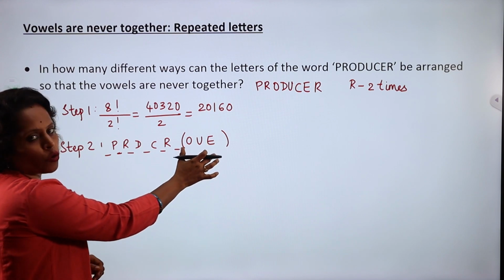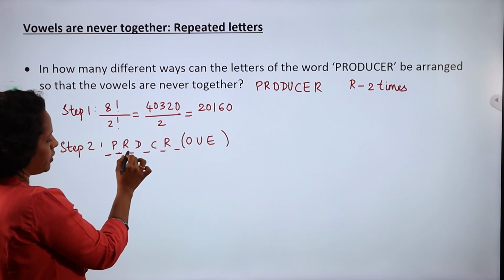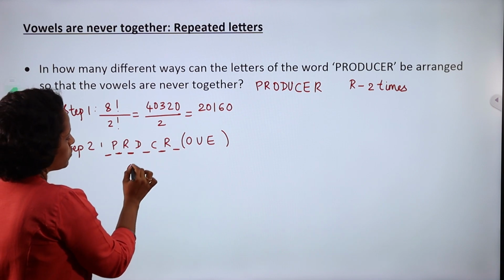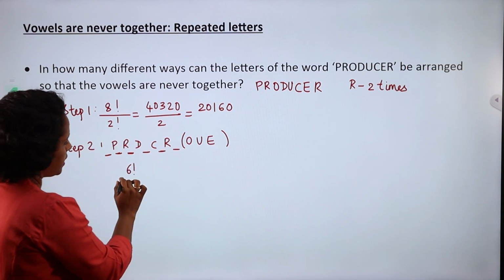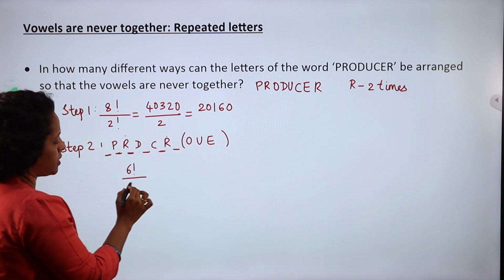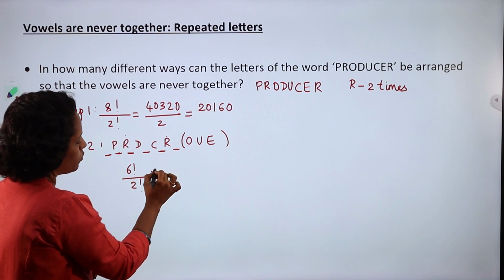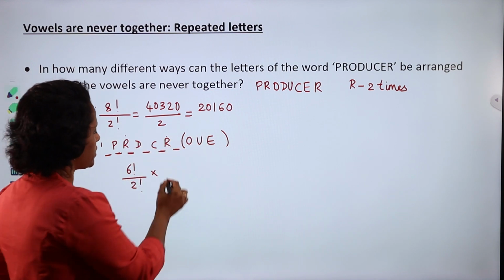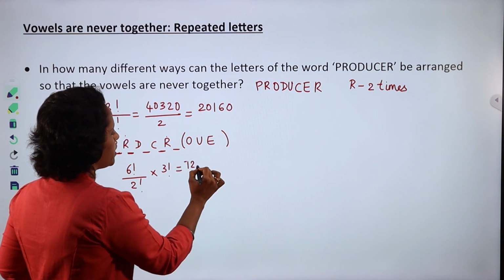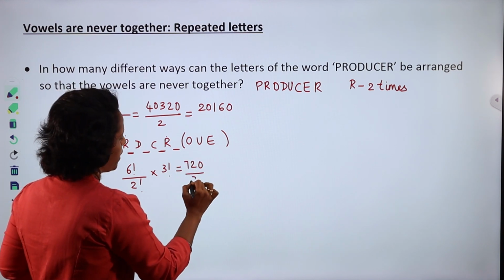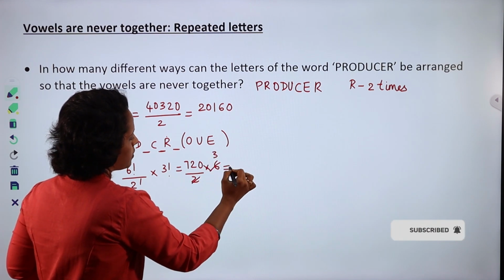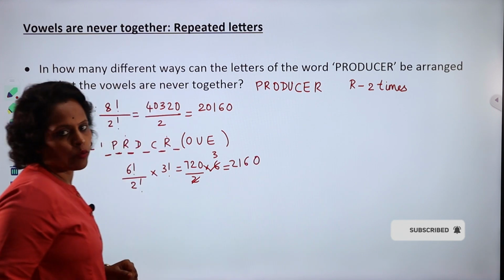So this set of OUE can come here, here, here, here, here, here, any of the 6 places, right? So that can be done in 6 factorial ways divided by 2 factorial, since R is repeated twice, into OUE can be arranged themselves in 3 factorial ways. 6 factorial is 720 divided by 2, into 6. 2 ones are 2, 3 twos are 6. 720 into 3 is 2160.